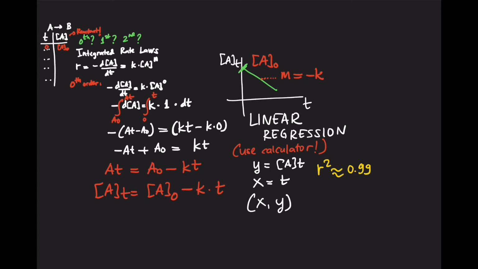And if indeed the reaction is 0th order, then we will find that the r squared will be almost 1. However, if the r squared is not close to 0.99, that means the reaction is not a 0th order reaction. We have to find another linear regression for other orders.